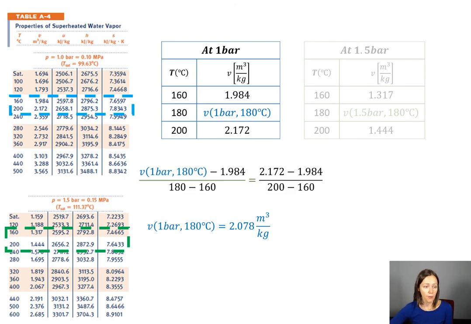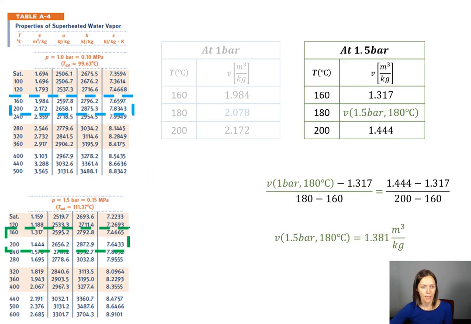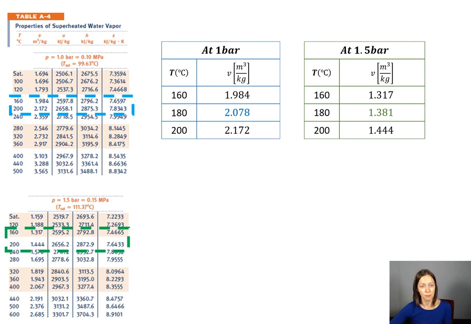So here I go. I interpolate. No big mystery here. It's the exact same thing that you did in the previous problem, and I'm just filling in that first block for 1 bar at 180 degrees Celsius, and then I just need to do the same thing for 1.5 bar. So I've interpolated. I get a specific volume of 1.381 meters cubed per kilogram. So there's my temperature data. It's all filled in. Now I have data for 180 degrees Celsius for each one of those.